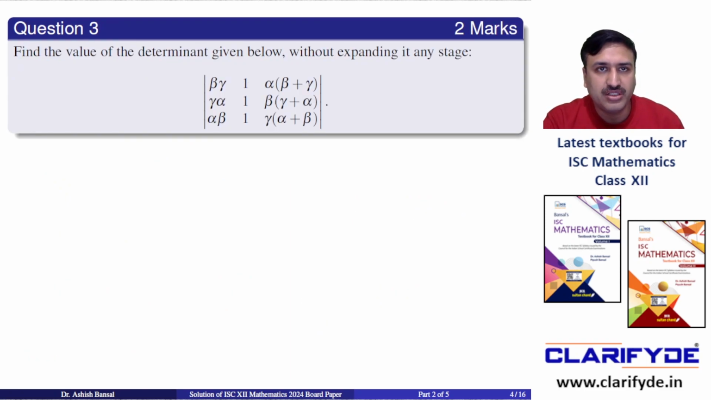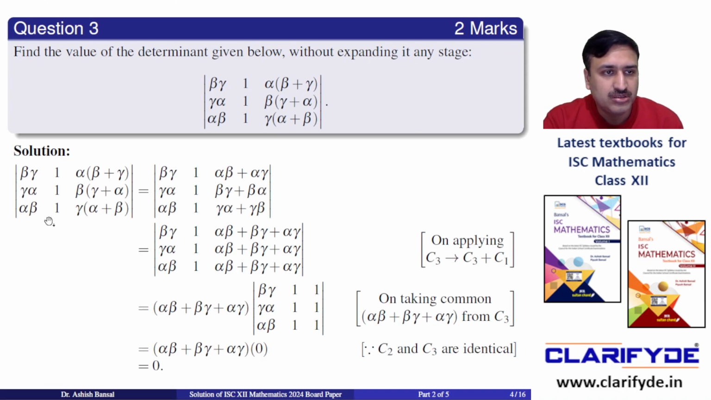This is question number 3. It's a 2-mark question. In this question we are given a determinant and we have to find its value without expanding it. So if you look at this determinant carefully, in C3, the third column, we can apply the distributive law and get alpha beta plus alpha gamma, beta gamma plus beta alpha, gamma alpha plus gamma beta. Now applying this operation, C3 goes to C3 plus C1. We are adding the values of C3 with the corresponding values of C1.